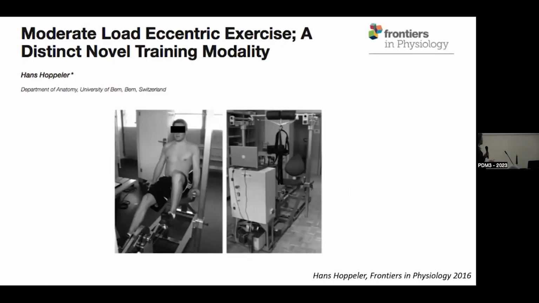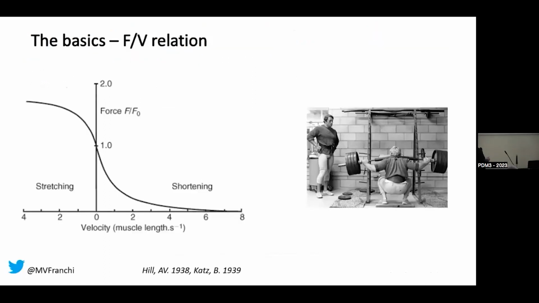And I was actually pretty happy to see Professor Hoppeler in the audience today, because I was citing one of his papers here. Professor Hans Hoppeler, looking at the literature of Paul Lastayan, Stan Lindstedt, and his own literature, came out with an idea that moderate load eccentric exercise could be one of the best strategies to counteract the loss of muscle mass and the loss of muscle function in aging. And why? I will try to convince you that this was a really good idea.